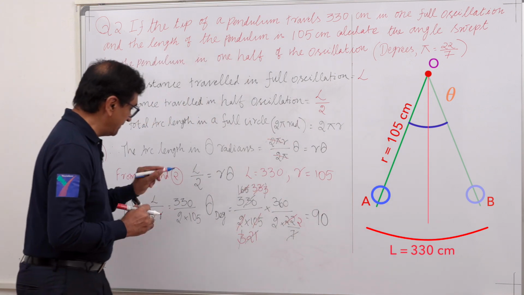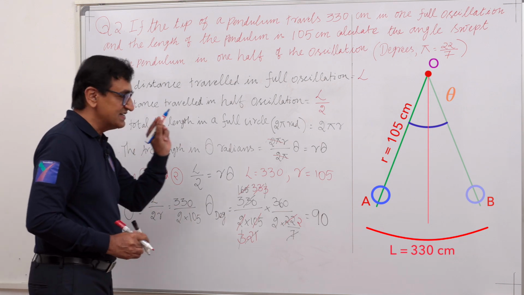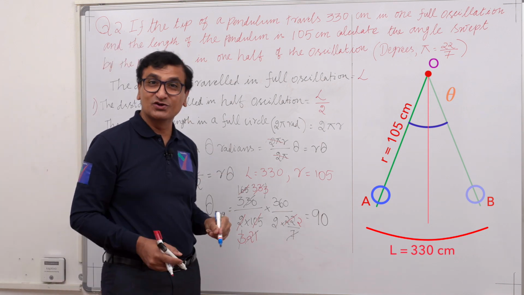So the angle swept by the pendulum in one half oscillation, that is theta, is 90 degrees. So let's move on to question number 3.